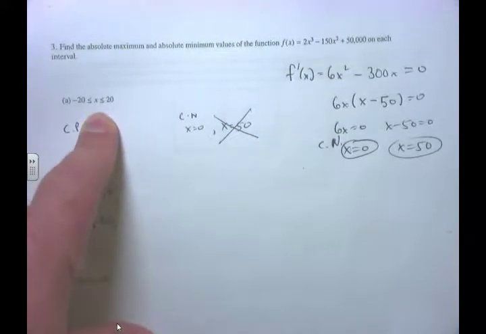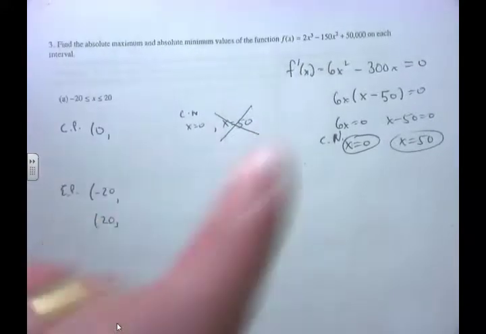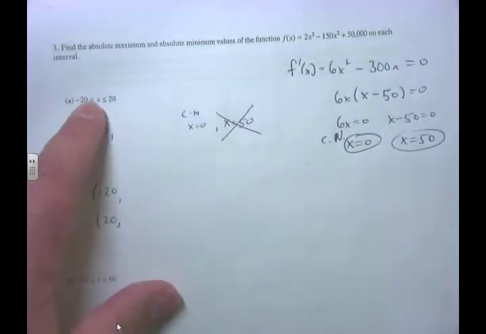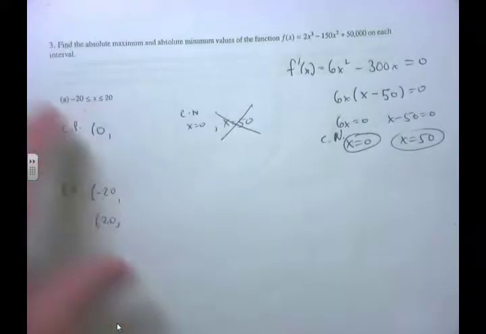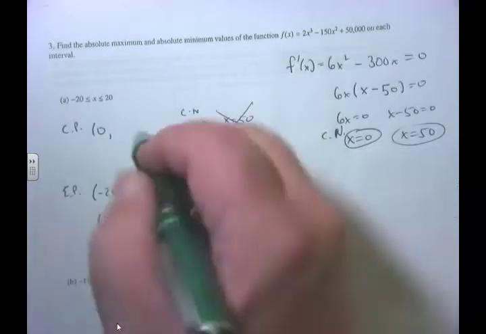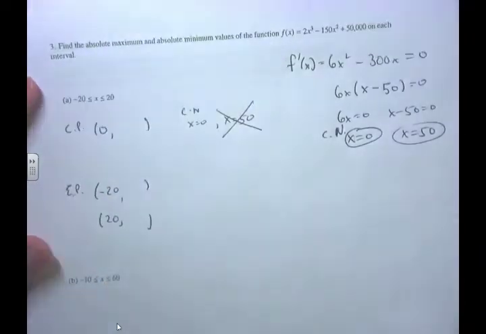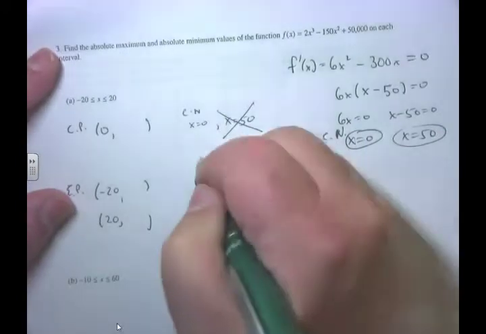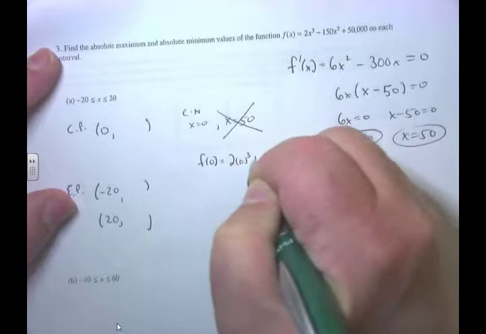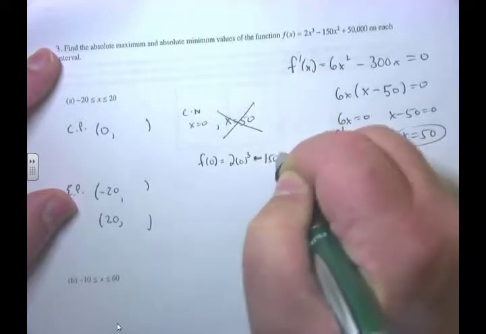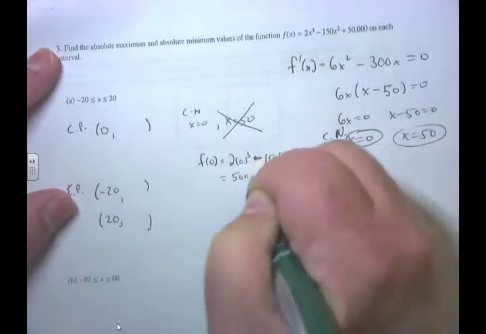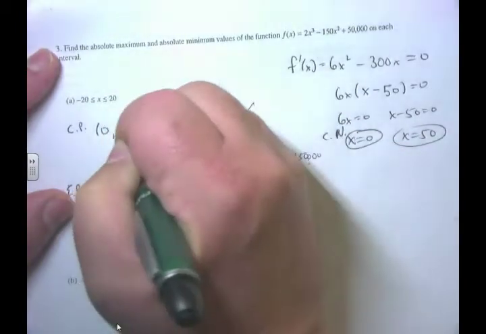And this is the real question they're asking you guys. So many students try to put 50, there's your maximum. No, it's not, because it's not even in the interval. And a lot of students screwed that up because they weren't paying attention to what the interval was. There's only one critical number in this one, it's 0. How do I get y-coordinates? What do I have to do? Plug it into the original equation. So I want f of 0, which is 2 times 0 cubed minus 150 times 0 squared plus 50,000, gives me 50,000.